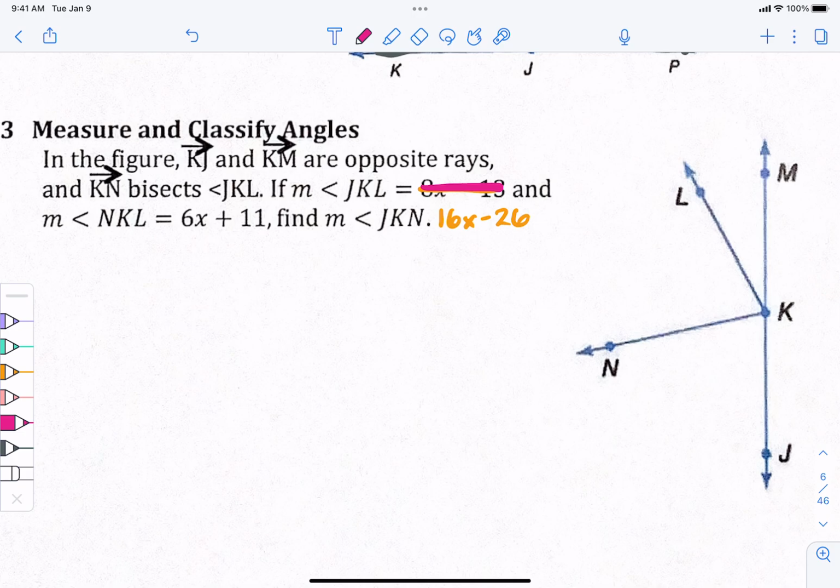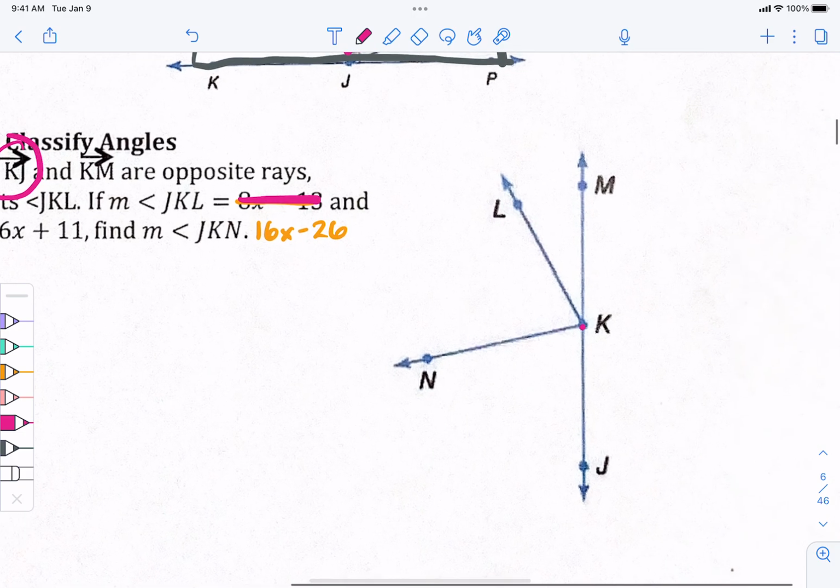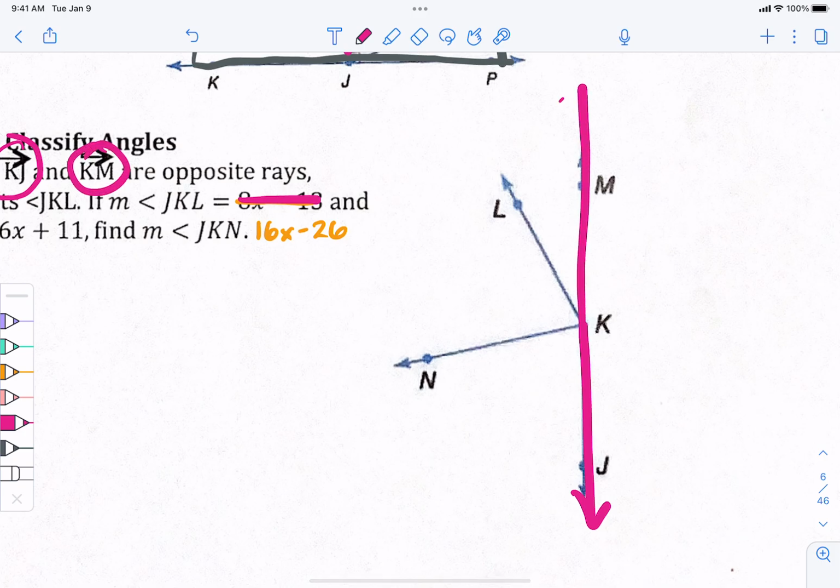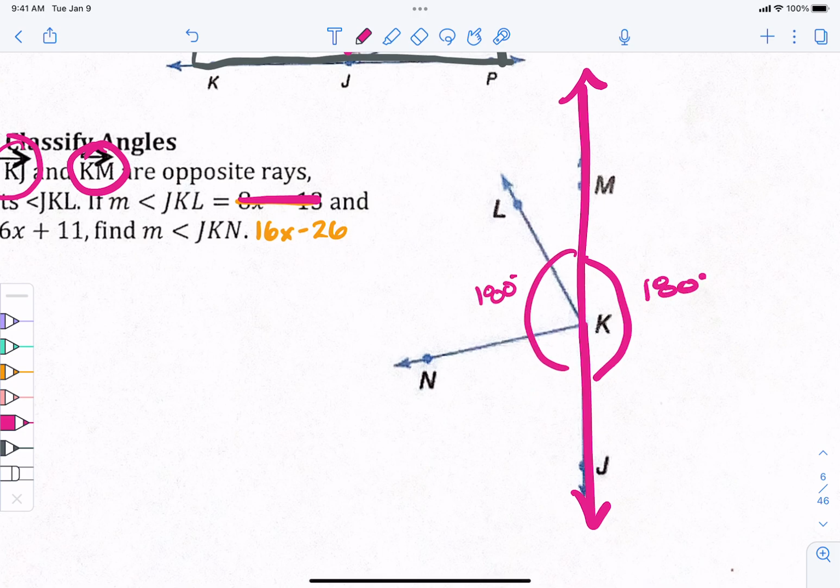All right, so pay attention to the instructions very carefully. We're going to go through step by step, and we'll explain what this means. So in the figure, KJ, which is the one that goes down, and KM, this one here, are opposite rays. What does that mean? It means they're opposite. They're making a straight line. They are 180 degrees on this side, and 180 degrees on this side. Does that make sense? They are exactly opposite from each other. One side is 180, the other side is that.